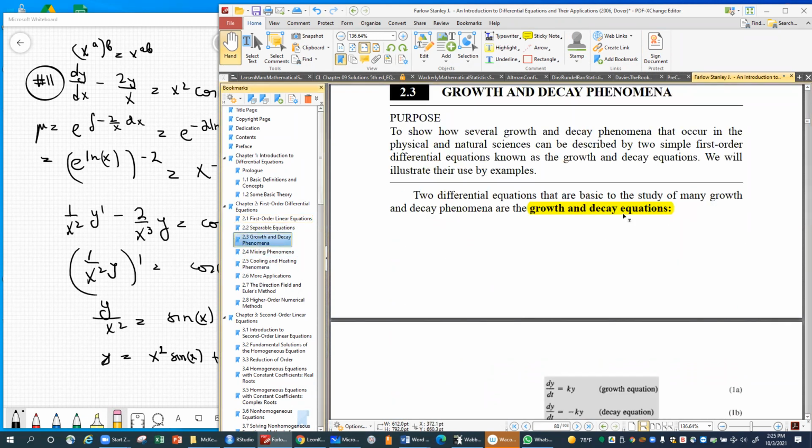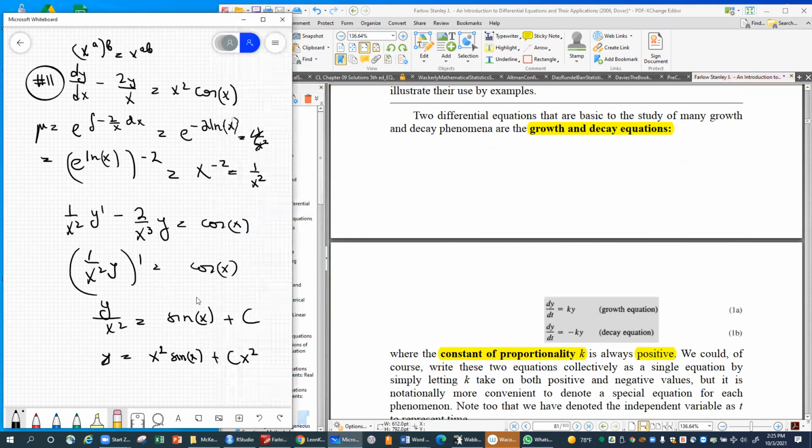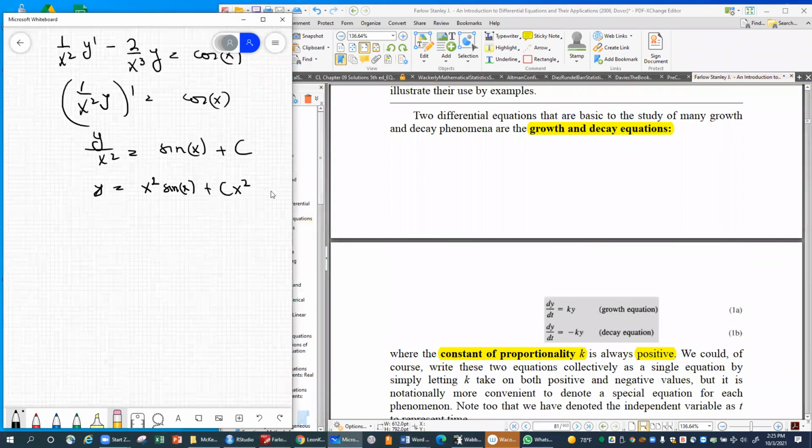That's an important section, growth and decay. The equation is actually very simple to solve. It's just dy/dx equal kx with plus sign, that's growth, and dy/dx equals minus kx, sorry, not x, y. That's very important.